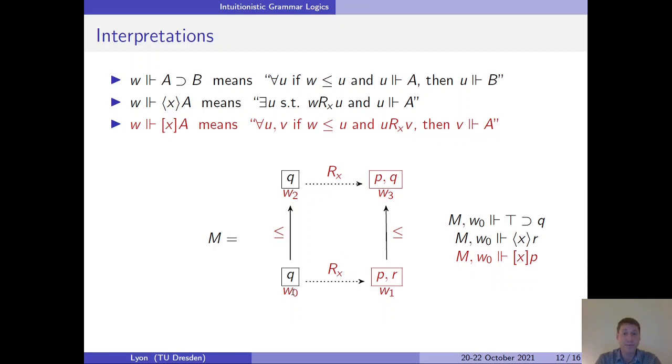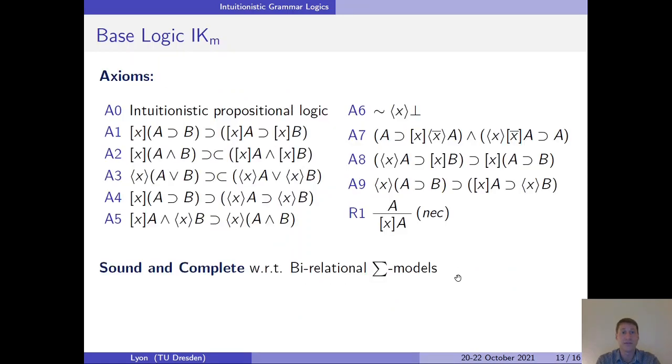Starting at W naught, I can move to W naught along the intuitionistic relation. Again, it's a reflexive relation, because it's a pre-order. And then I can make a modal move to W1, where P holds. But also I can make an intuitionistic move to W2 and a modal move to W3, where P holds. So regardless of how I make an intuitionistic move and then a modal move, P holds. This means that X box P holds at W naught. So this explains how these special connectives are interpreted in this setting over birelational sigma models.